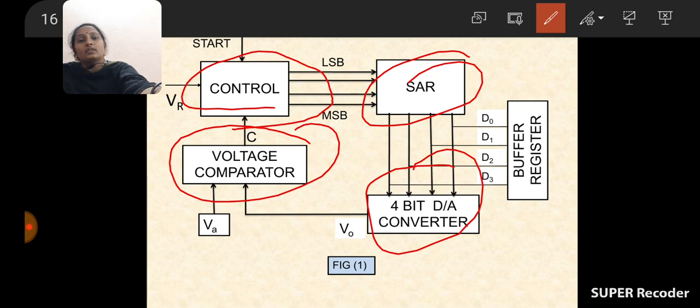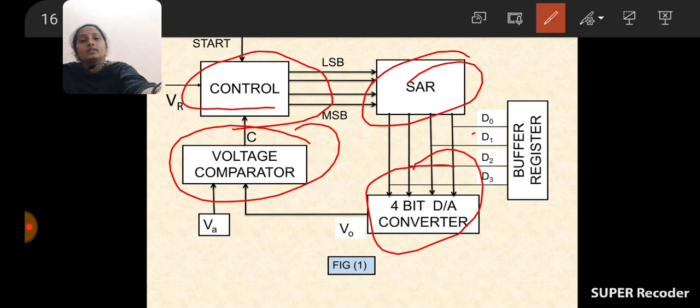While compared to the counter method, 2 blocks are the same and 2 blocks are replaced. Here the voltage comparator and 4-bit D2A converter are the same, but the AND gate is replaced with control, and the counter is replaced by successive approximation. In the counter method there is a BCD counter. Here that is replaced with one register, called the successive approximation register. Here there is one control, the counter control.